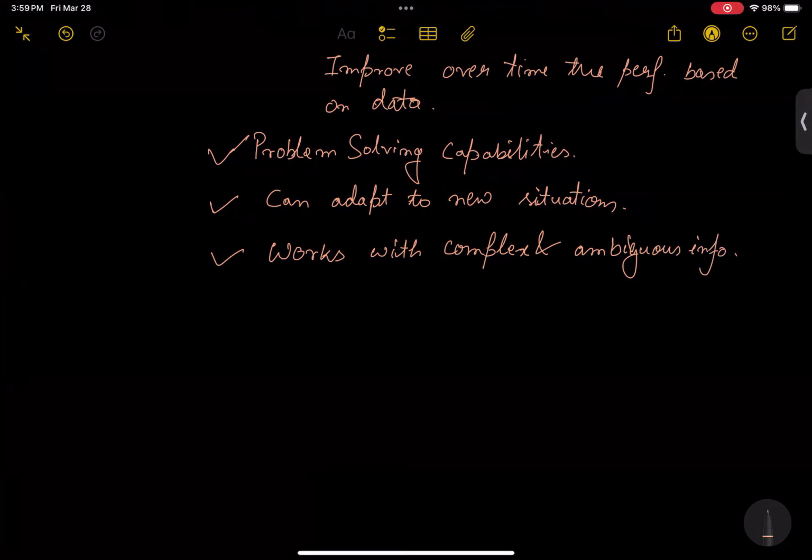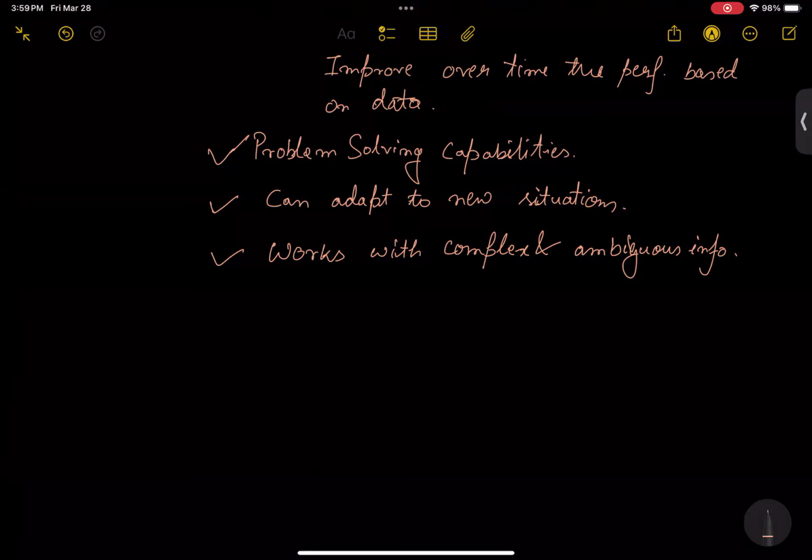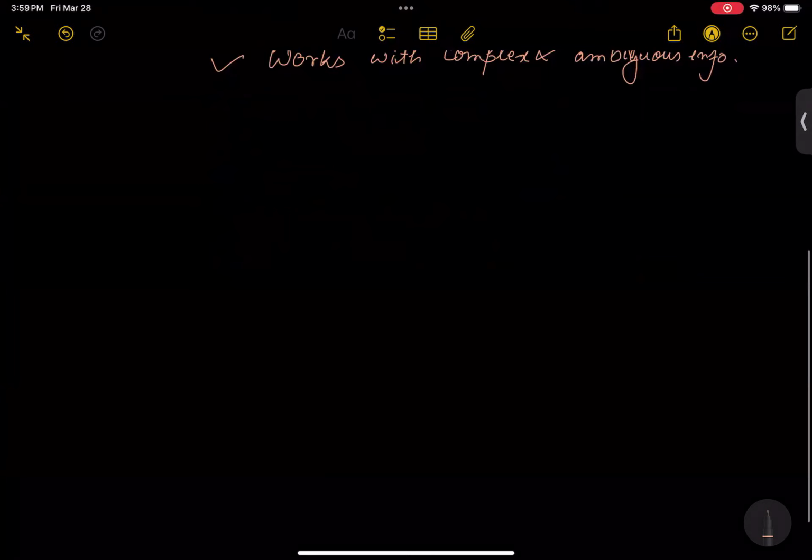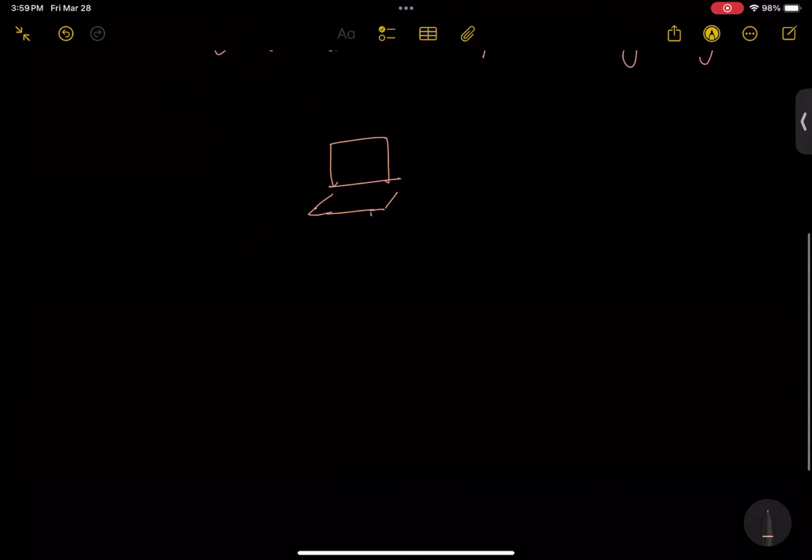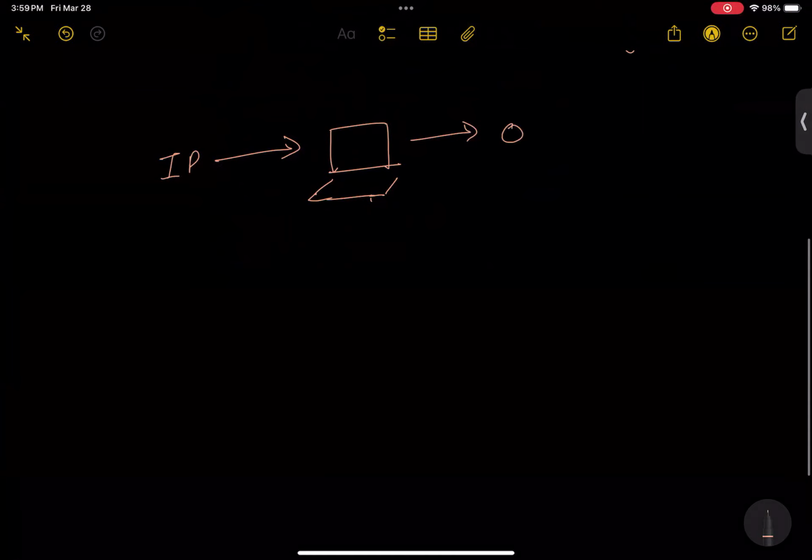Okay. The thing to understand here is that in a traditional computer program, if this is a machine which has a computer program running, we give some input and we expect an output. There is some code running over here, right? This is a traditional computer program.